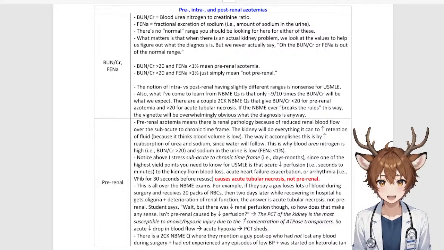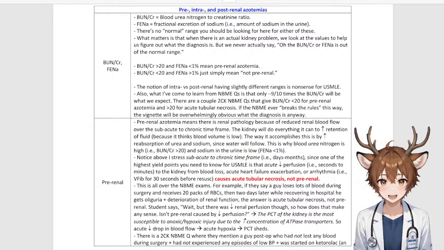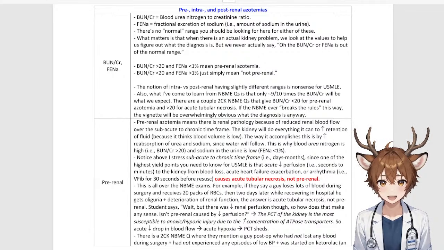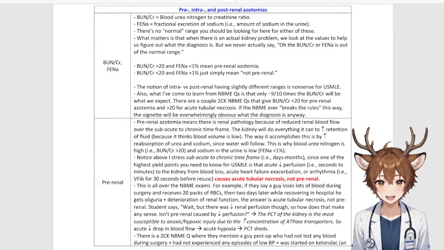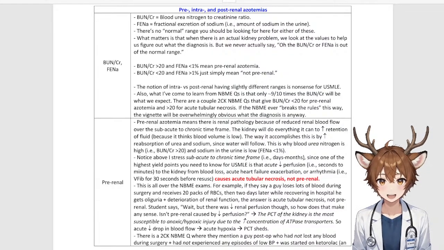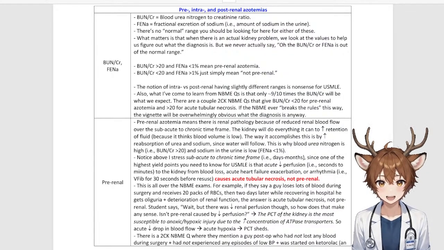But we never actually say the BUN/creatinine or the fractional excretion of sodium is out of normal range. We don't do that. We say, oh, there are other issues, what can we use these to figure out about it? We only start looking at this stuff when we have a problem and we're trying to figure out what's going on.